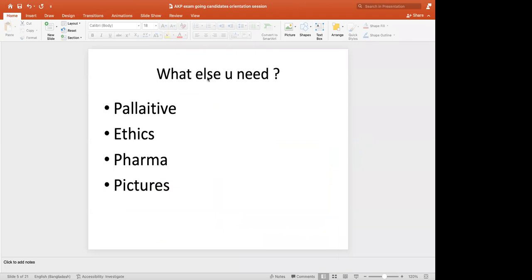So what are the remaining 50% of the questions? They will be palliative care, ethics, pharma, and pictures. From where do I read these? For this, you need guidelines and seniors who will tell you where to read these topics, because pharma, palliative, ethics, and pictures are very, very vast. But what you can do is read the last 10-year recall. See which type of pictures are coming, which type of palliative or ethics questions and pharma questions are given in AKP. You can do that, but for an organized course, you have to join someone.